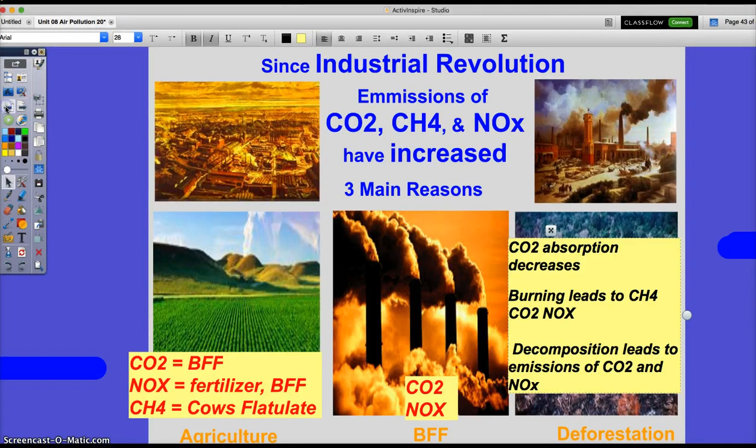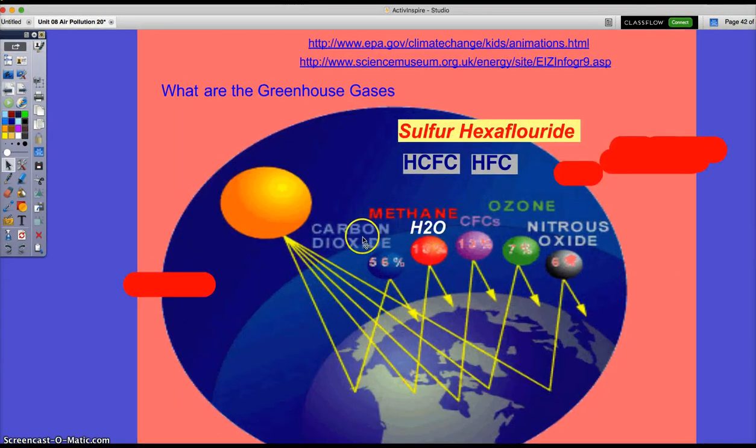Greenhouse gases. When you burn fossil fuels, you produce carbon dioxide, nitrous oxide. Methane comes from cows. Water naturally occurring.